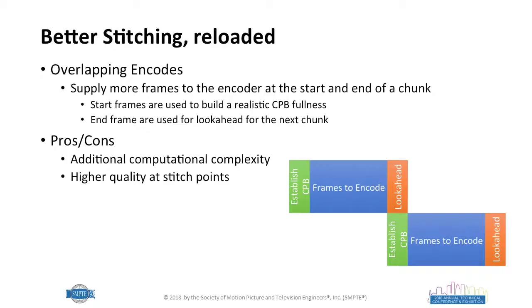So, better stitching. What you can do is provide 2 overlapped chunks, not the entire segment, but enough that at the beginning of the encode, you can start to build a realistic CPB fullness level. You can then encode the frames for your actual chunk, and then you can have a segment at the end that's used for look ahead, so you end at a realistic CPB state as well. And then obviously the look ahead for the previous chunk applies for the beginning section for the next chunk.